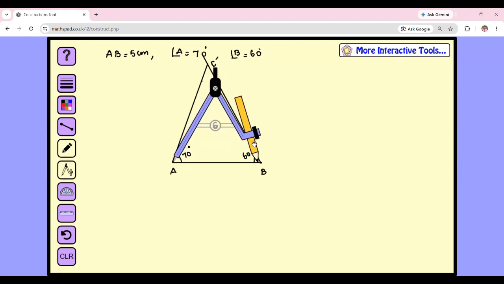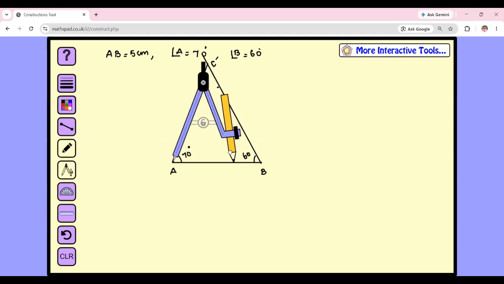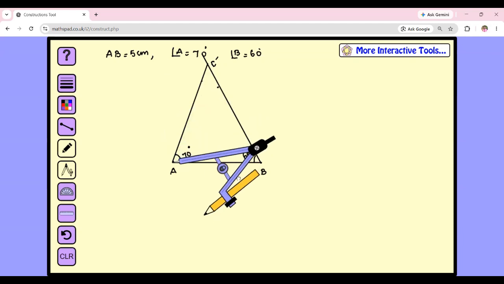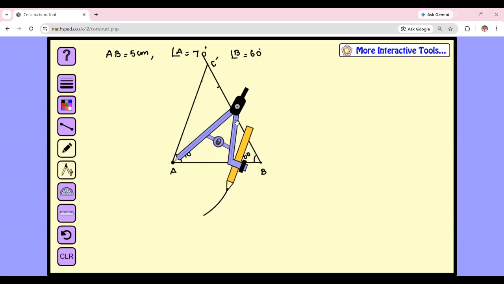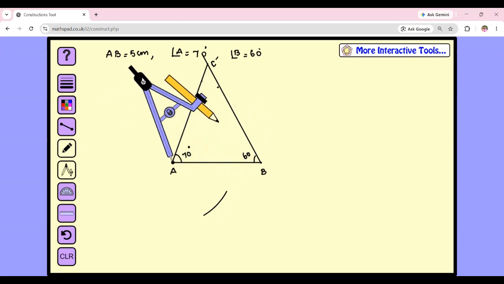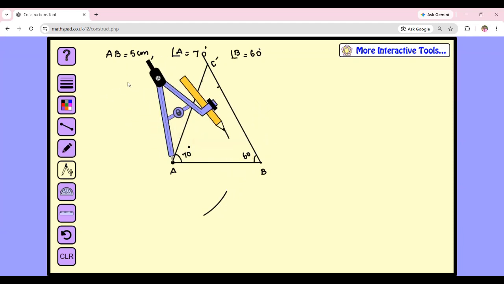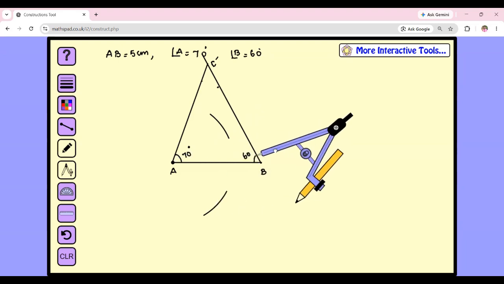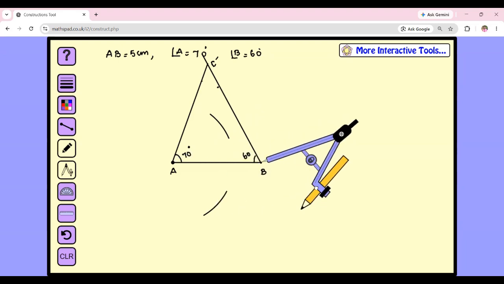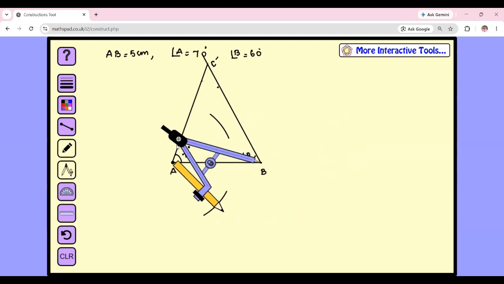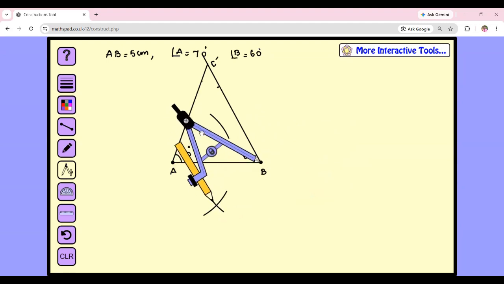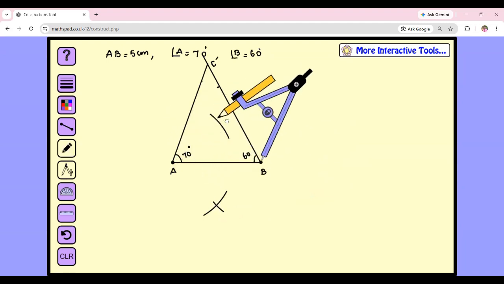So you have to take more than half in your compass. Draw an arc up and down. Side by side, you can check it. Next, with the same measurement, keep the pointer here and draw an arc up and down. So draw an arc here and here also.